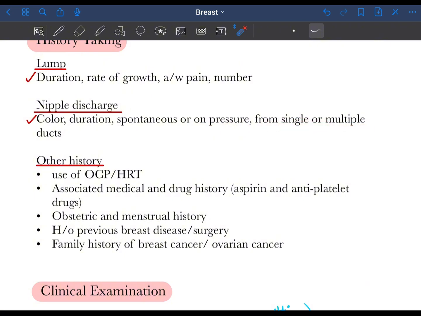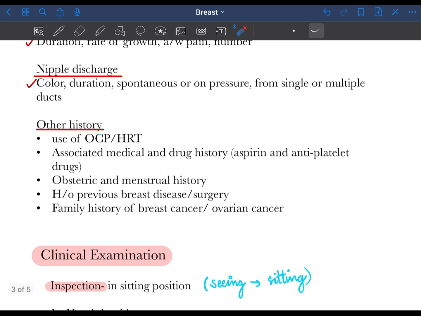For other history, we need to ask about the use of oral contraceptive pills or hormone replacement therapy, any associated medical conditions and drug history, whether the patient is taking aspirin or any other antiplatelet drugs, because we need to stop aspirin or other antiplatelet drugs before taking a core biopsy.